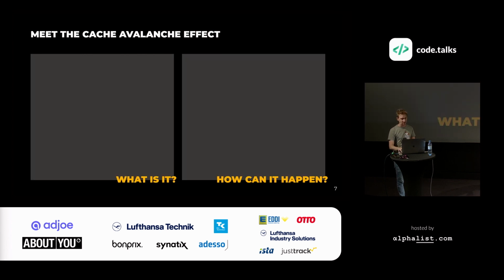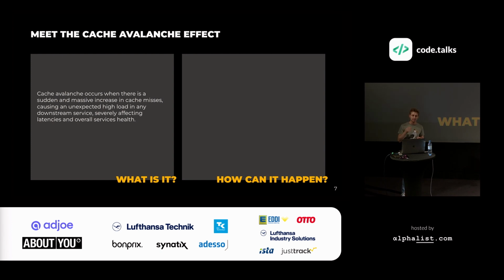So what is the cache avalanche effect? It's, of course, when there's, for any reason, a sudden and massive increase in the cache misses, which causes an unexpected high load in any downstream service, which affects your latencies and the overall health of your service. How can it happen? I'm going to go quickly over each of these points.